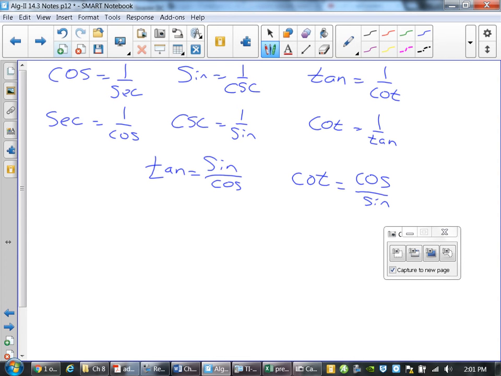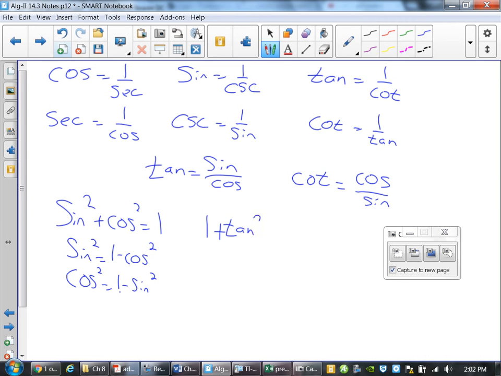The newer ones are the Pythagorean identities. The Pythagorean identities were sine squared plus cosine squared equals 1, which meant you could rewrite it 2 other ways. Sine squared is 1 minus cosine squared, or cosine squared is 1 minus sine squared. The other one was 1 plus tangent squared equals secant squared. Move the 1, you can get tangent squared by itself.